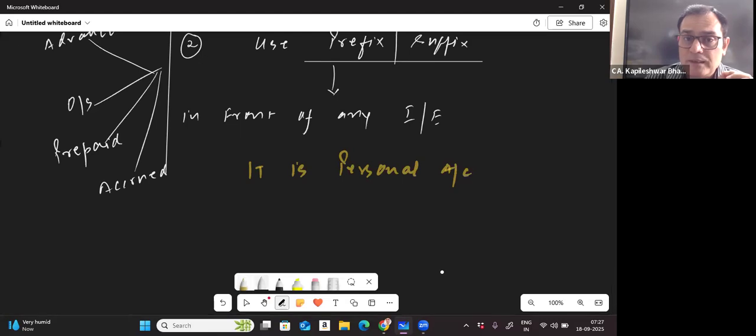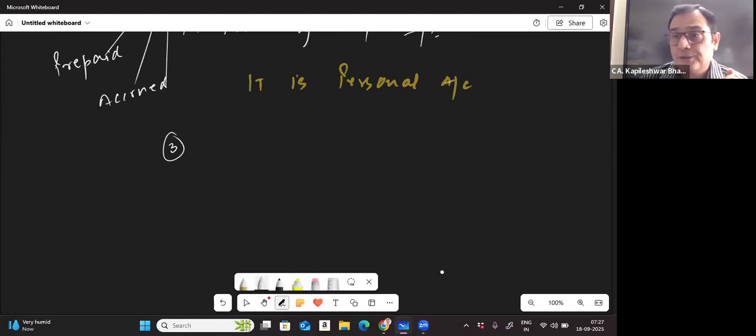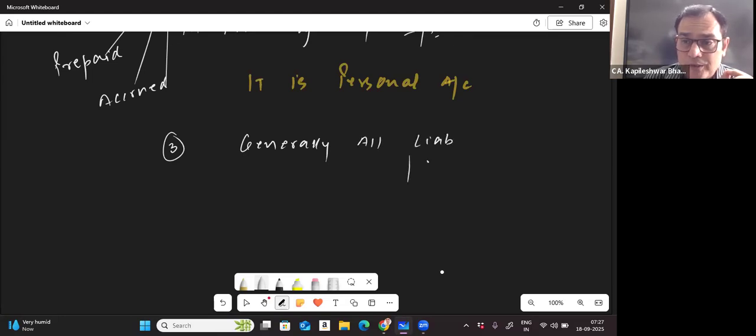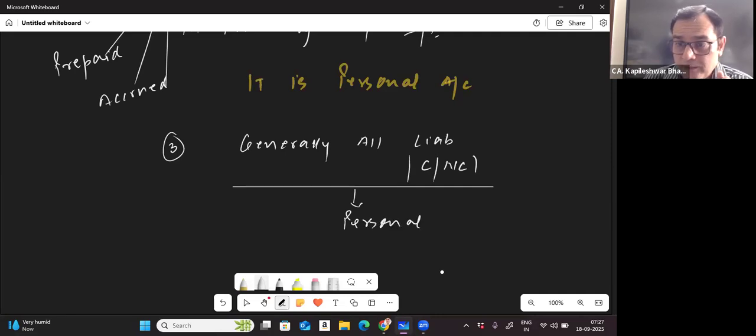Okay, then we go to the number three, the third one. In this case, the third input is generally, I'm being safe by putting the word generally, all liabilities, putting it as current and non-current. C means current, NC means non-current. So generally, all liabilities, current or non-current, are supposed to be personal account. They're going to be personal account in nature.